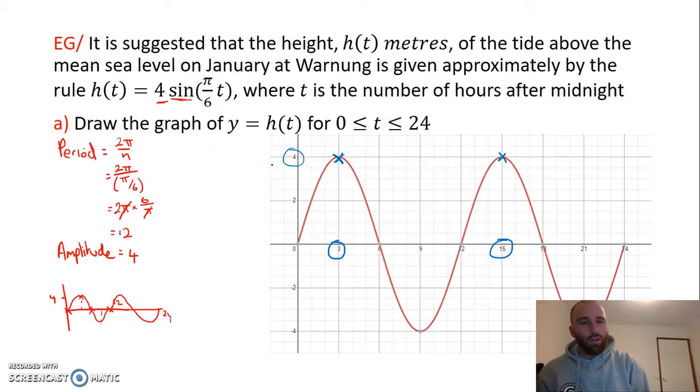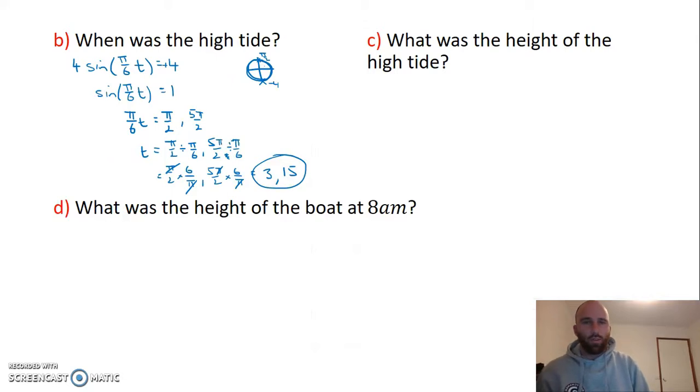If we go back to our graph, that's what we proved with our mathematics. Those times are at 3 and 15. So those are our two high tides.